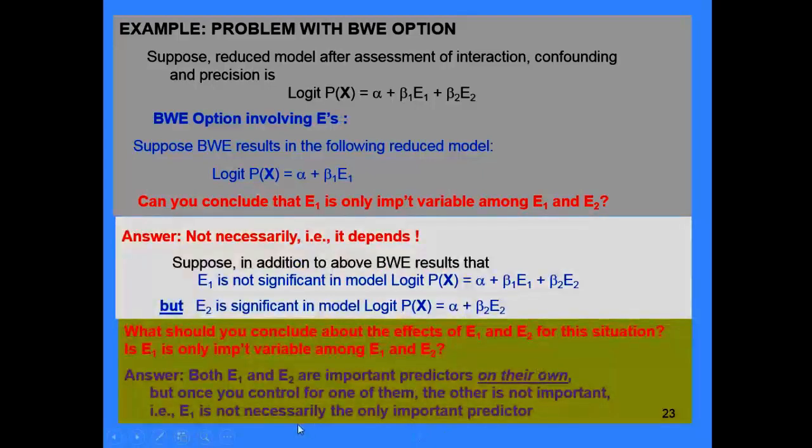Well, what I say down at the bottom is, if you had this situation, both E1 and E2 are important predictors on their own. But once you control for one of them, the other's not important. But on their own, they're important. So to do backwards elimination, if you have this model, there's a problem with that. If you do that by itself and just go with backward elimination, you might miss something. You might drop a variable that's also important. That's what I'm trying to say. And that's what you should think about. That's what could be discussed in the lab tomorrow.